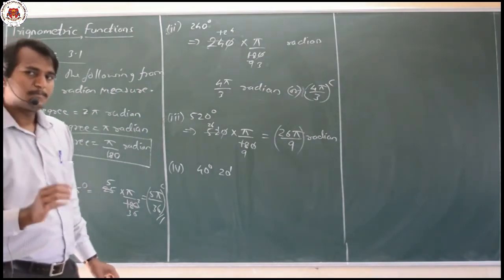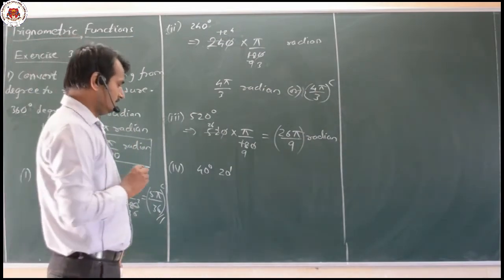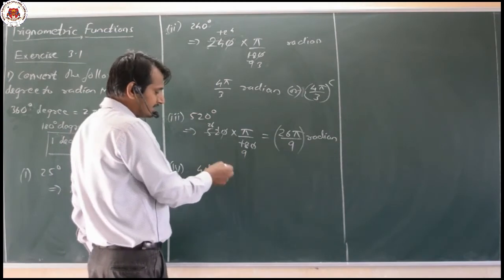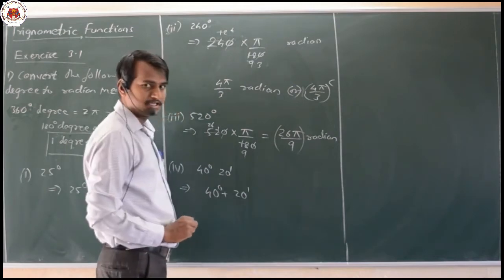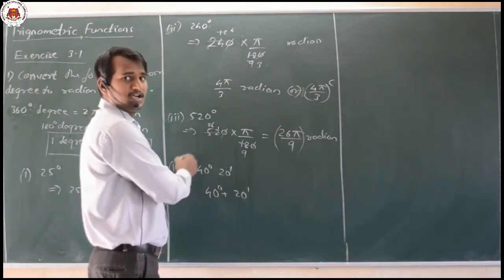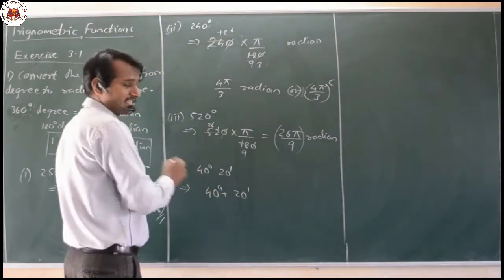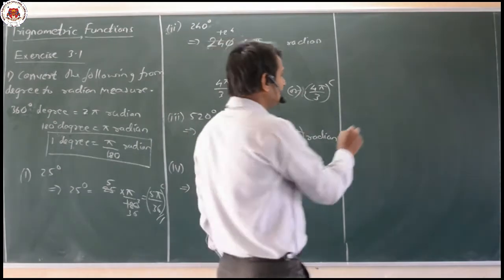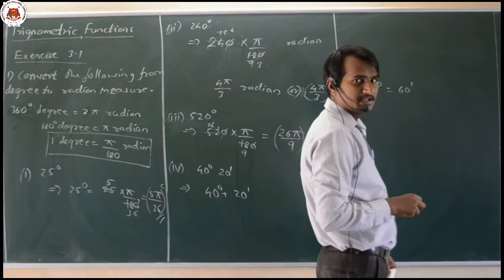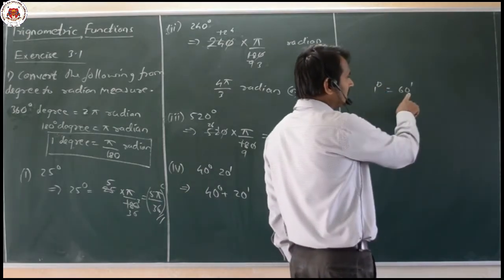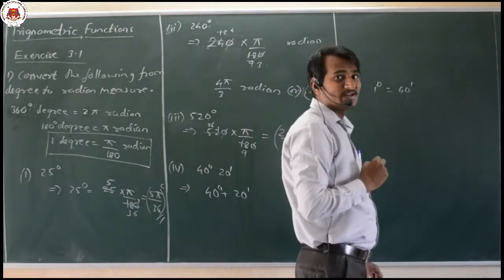To convert this, compulsorily everything should be in terms of degrees only. So how to solve it? For example here, 40 degrees 20 minutes. That is nothing but 40 degrees plus 20 minutes I can write here. Now here I will convert minutes to degrees. How to convert? 1 degree is equal to 60 minutes, that means 1 minute is equal to how many degrees? That is nothing but 1 divided by 60.